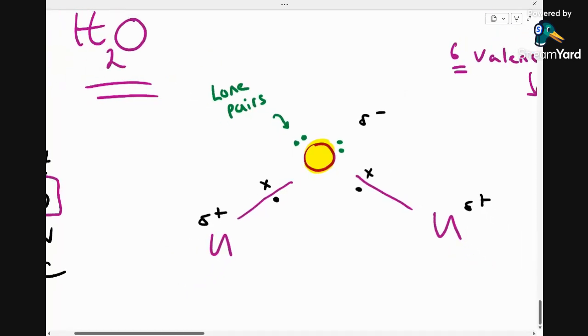So don't forget the lone pairs. That might be new to you, depending on who you were taught by at the GCSE. It's not required really for GCSE biology. It is briefly mentioned, I think, for GCSE chemistry, but don't worry too much if you haven't covered it before. It is simply a pair of electrons that belong to an atom that are not used up in covalent bonding.